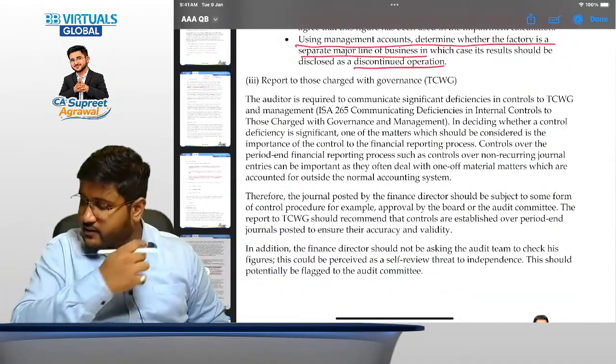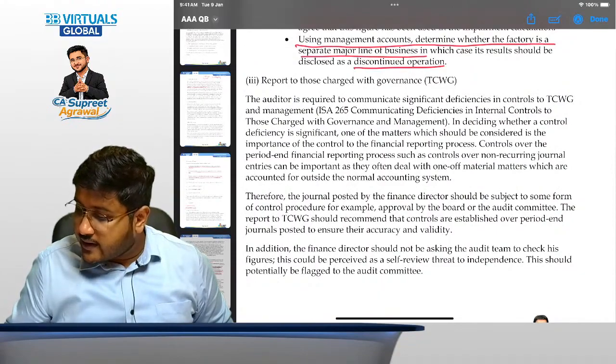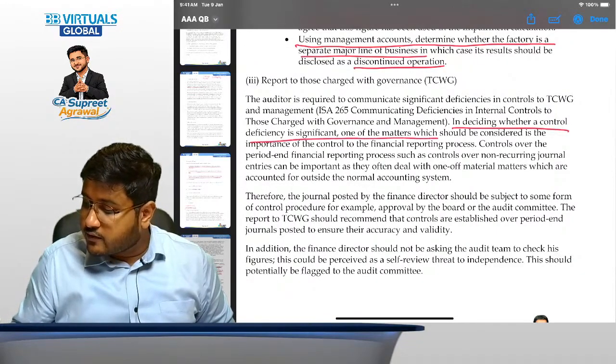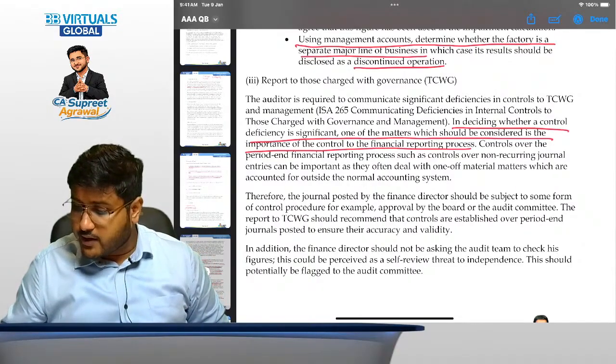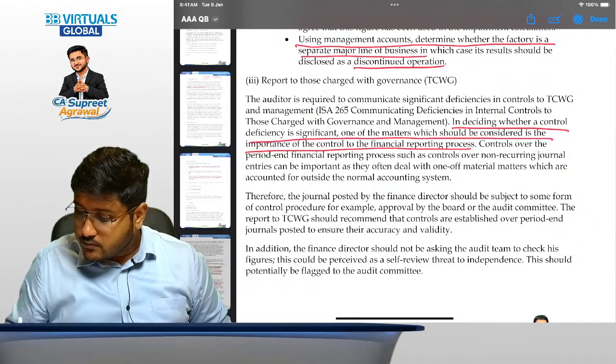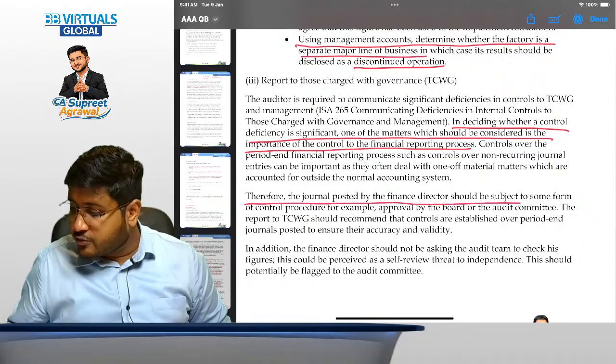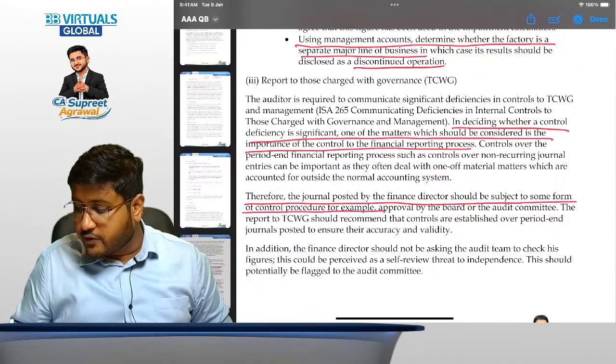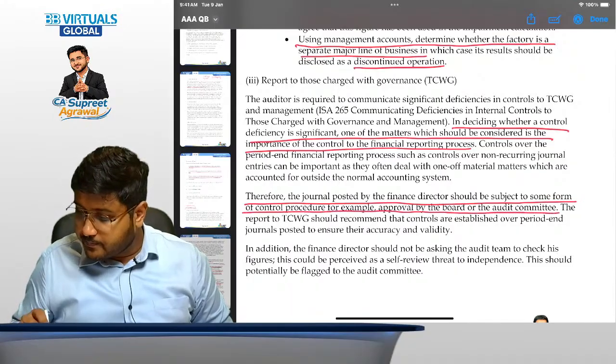What is more important to understand here is, in deciding whether a control deficiency is significant, one of the matters which should be considered is importance of the control to the financial reporting closure process, right? Therefore, the journal posted by the finance director should be subject to some form of control procedure, for example, approval by the board or the audit committee.